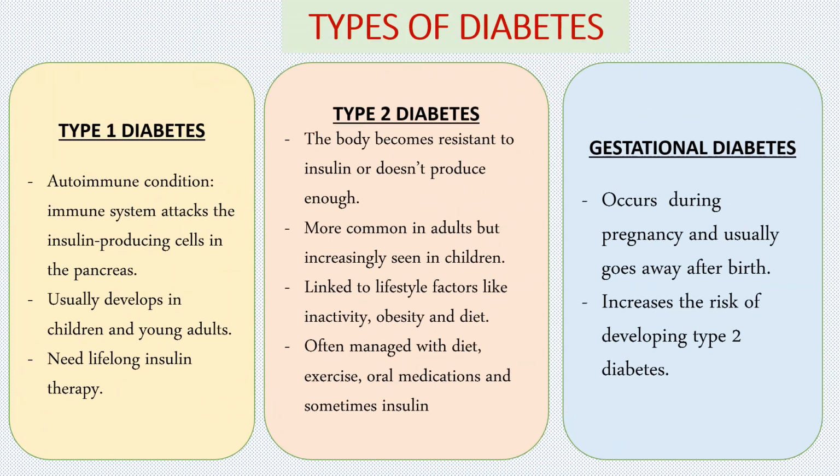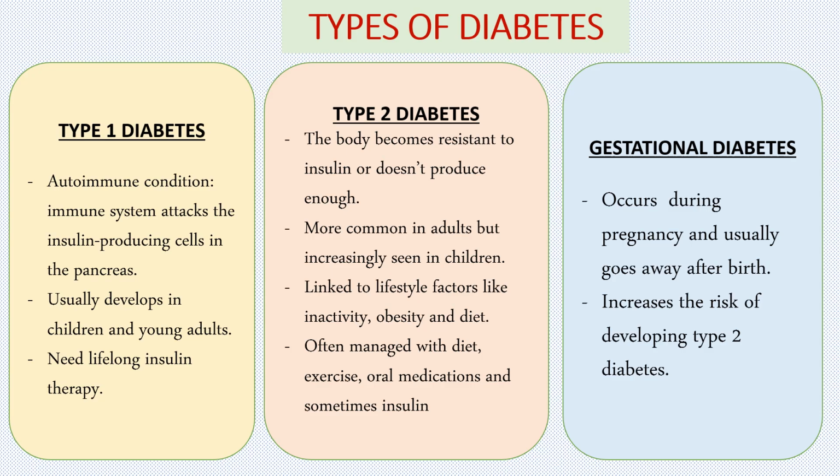Okay, now moving on to the types of diabetes. In summary, type 1 diabetes is an autoimmune condition. It means that the immune system attacks the insulin-producing cells in the pancreas, usually develops in children and young adults, and needs a lifelong insulin therapy.